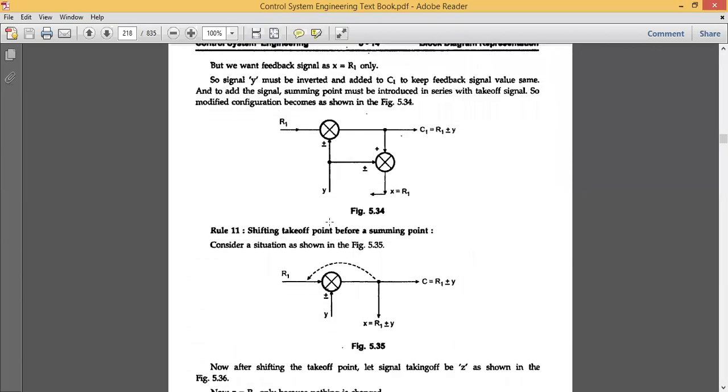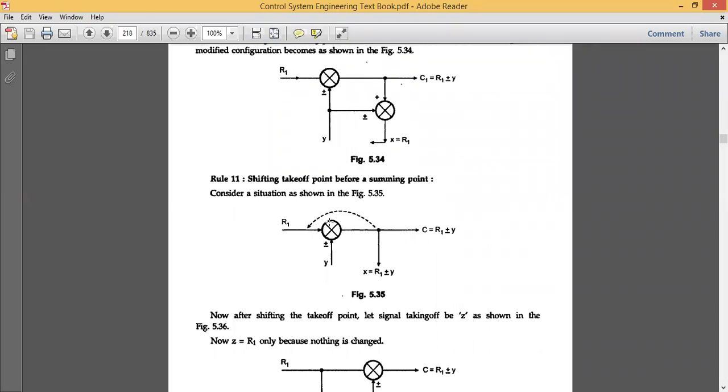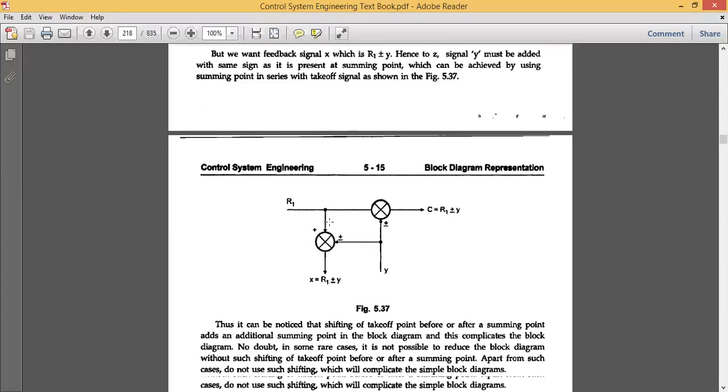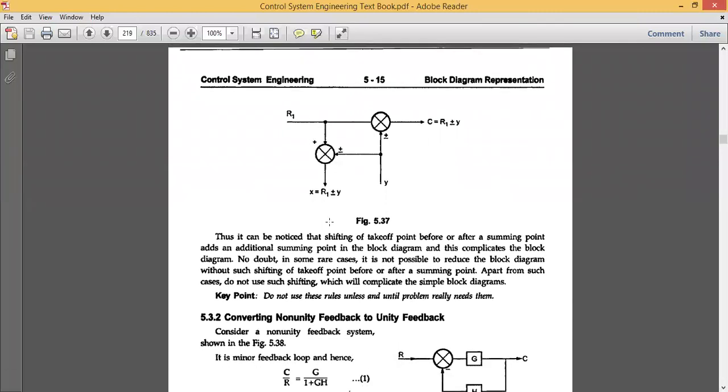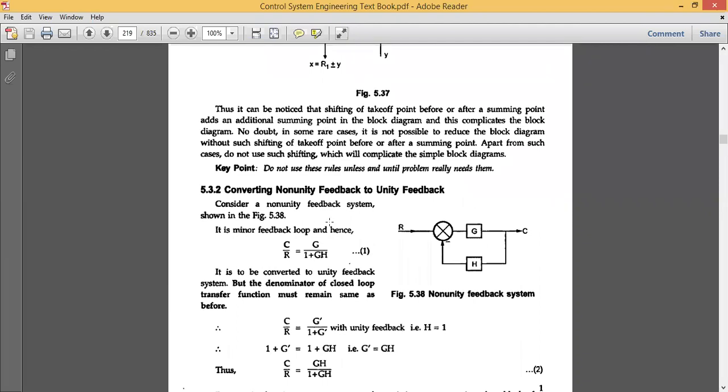Then point number 11, or rule number 7, says how to shift a takeoff point before the summing point, or it can be after the summing point. Those two or three rules are extra rules. I will show you how to shift those points once you go through a few more problems.